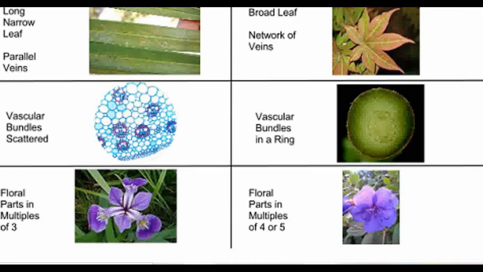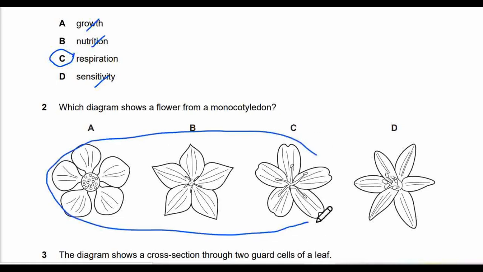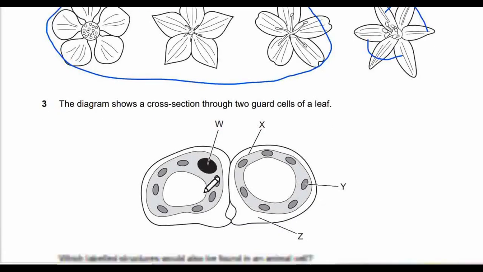Now let's get back to the question. Here we see the flower: 1, 2, 3, 4, 5. All of these are multiples of 5, so they are dicotyledons. Then this one: 1, 2, 3, 4, 5, 6. 6 is a multiple of 3. So our answer will be this, because that is the characteristic of a flower from a monocotyledon. I hope that's clear.